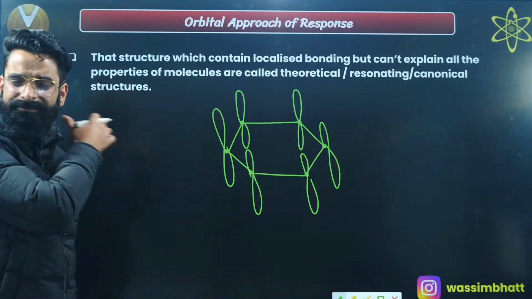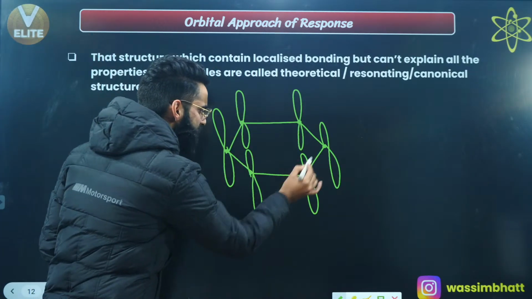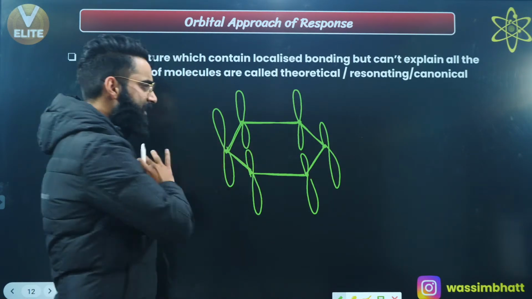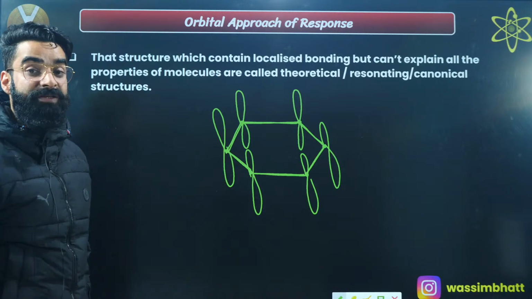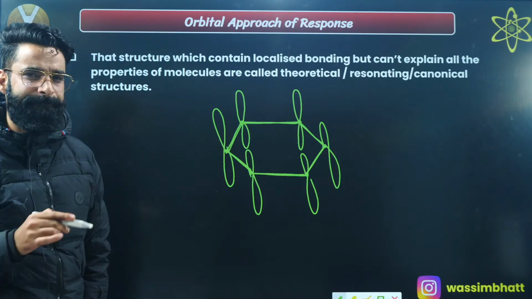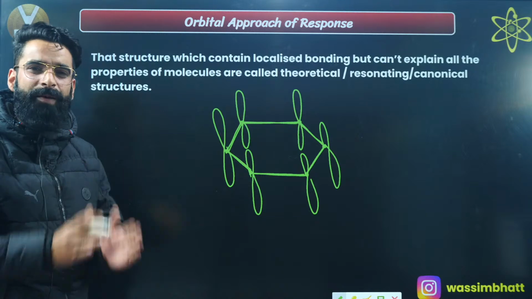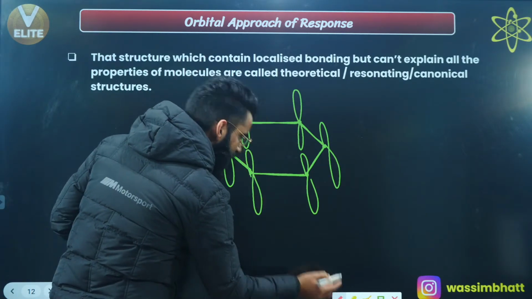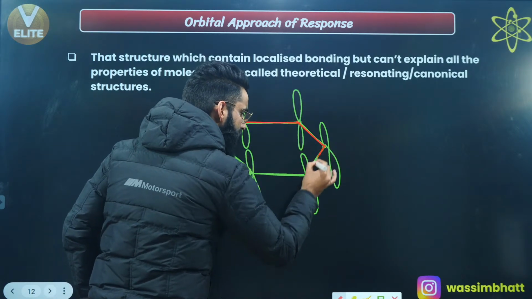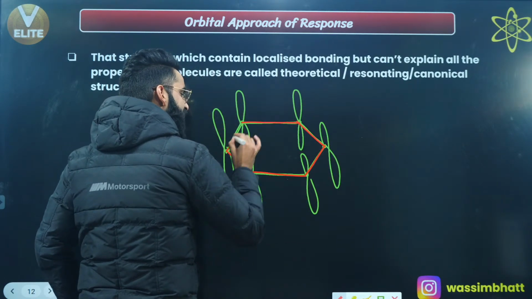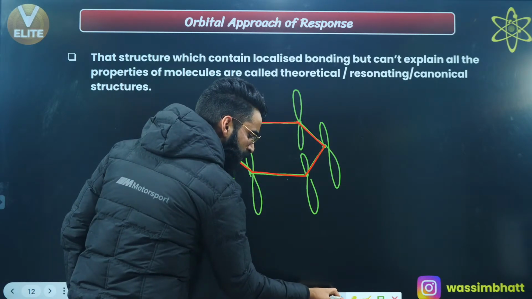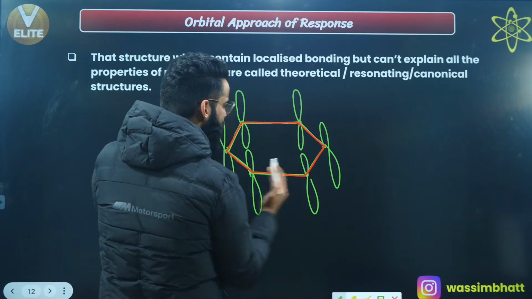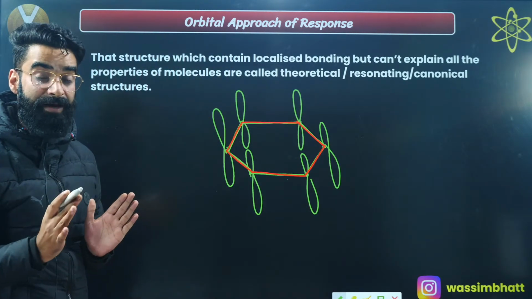Now the sigma bonds have already got formed. This is a sigma bond, this is a sigma bond. Now it is time for the pi bonds to get formed. How are pi bonds formed? By the parallel overlapping of orbitals. The plane containing these bonds, which I'm representing in red color, has these p orbitals perpendicular to it. All these six p orbitals are parallel to each other.